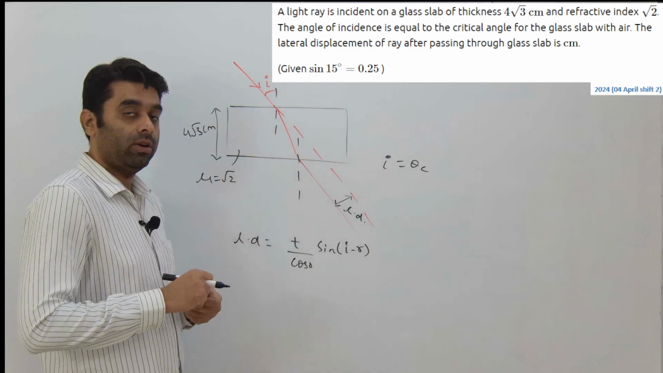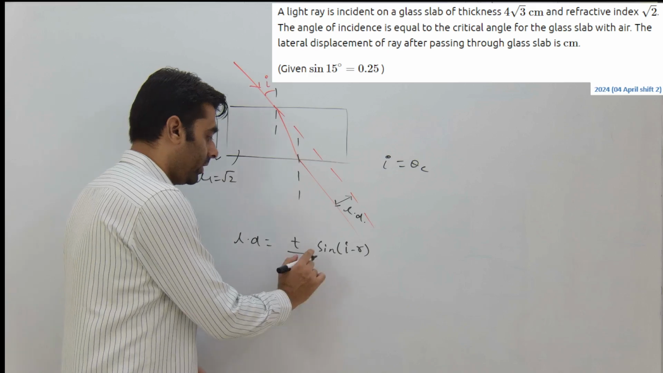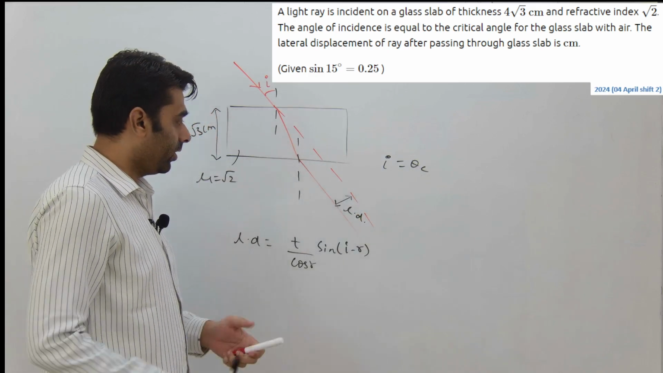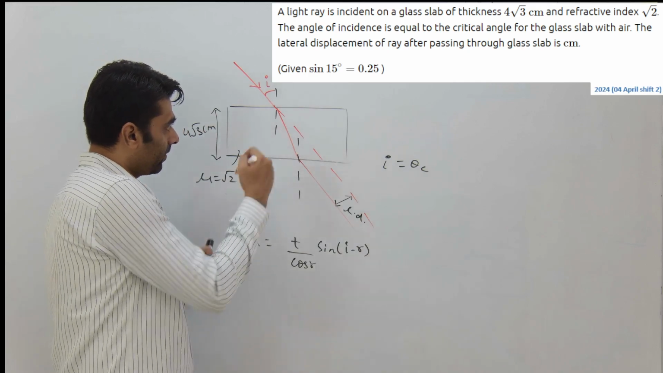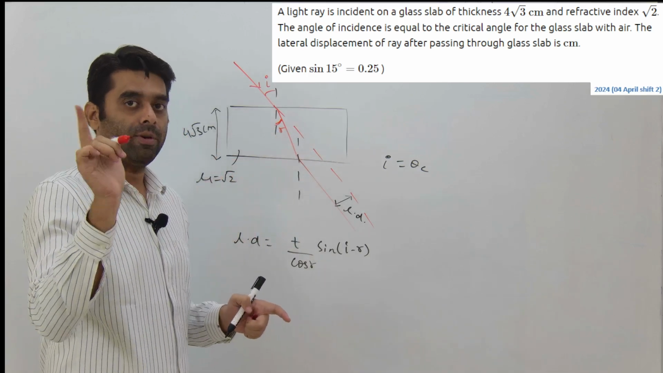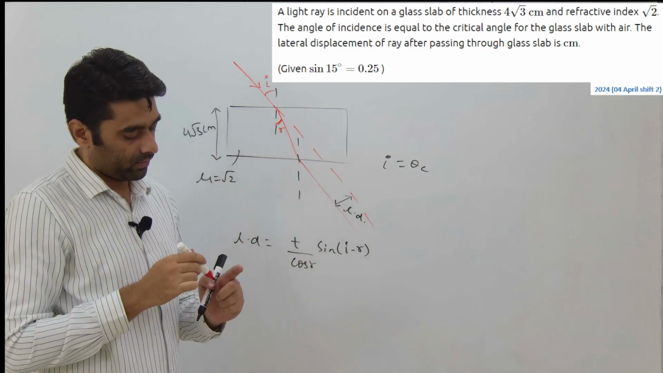Now, do we know the angle of incidence? No, directly it's not given to us, but it is given that the angle of incidence is theta critical. Do we know the angle of refraction? This is your angle of refraction over here. Do we know? No. So that means we have to calculate I, we have to calculate R, and then substitute in this. Let us calculate.